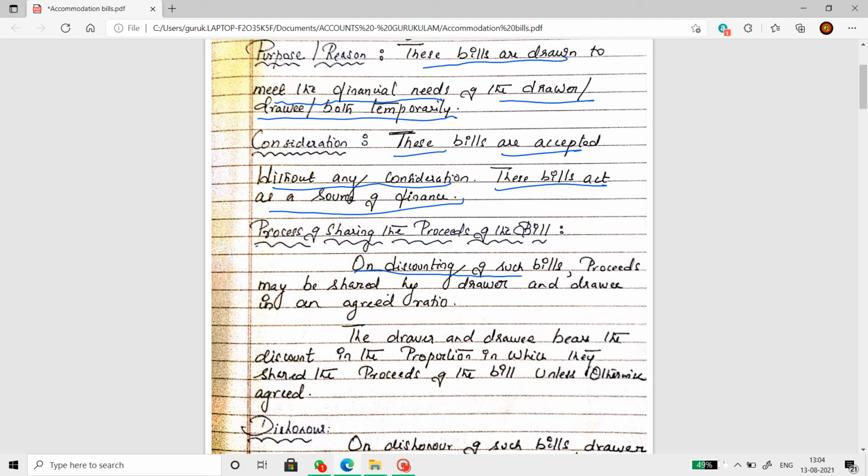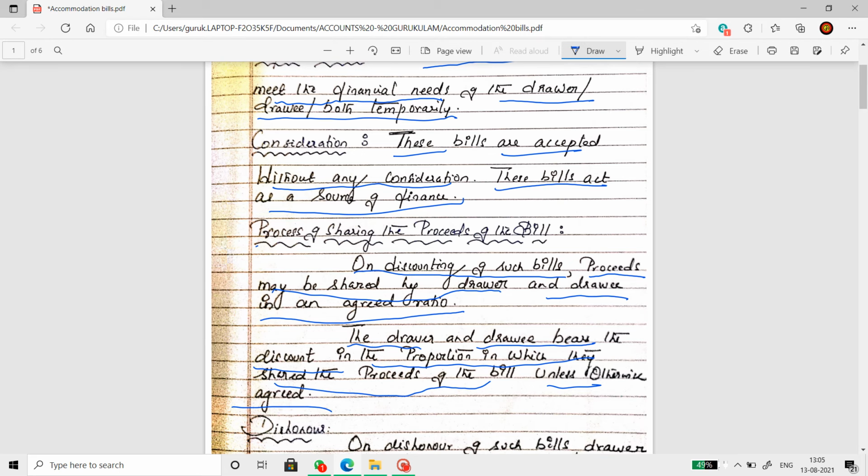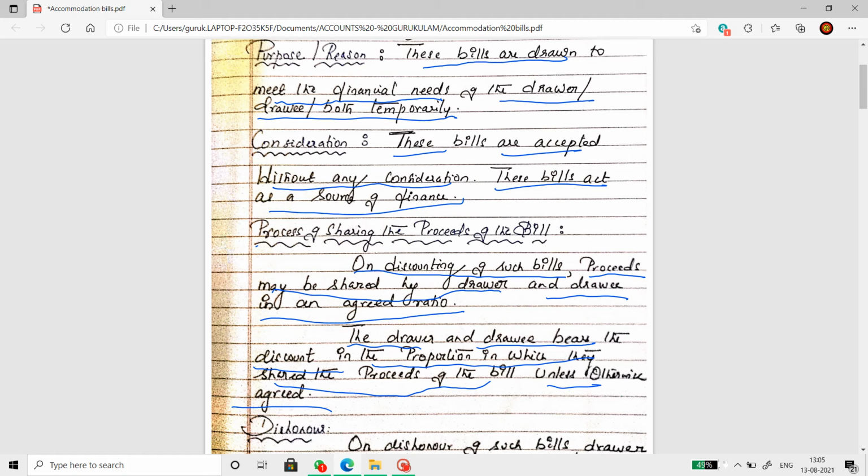On discounting such bills, the proceeds may be shared by the drawer and drawee in the agreed ratio. So they pre-decide the ratio and distribute the proceeds according to that. The drawer and the drawee bear the discount in proportion in which they have shared the proceeds of the bill, unless otherwise agreed. So after the bill gets discounted, imagine a bill has been drawn for 20,000 rupees.